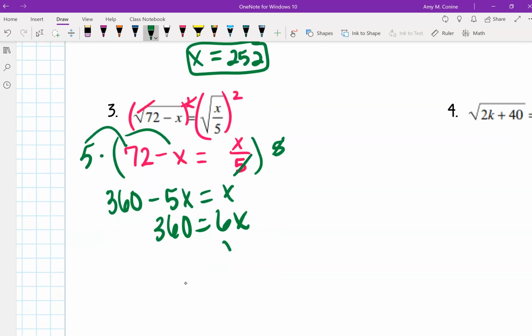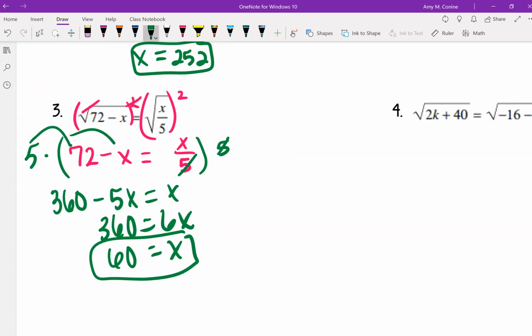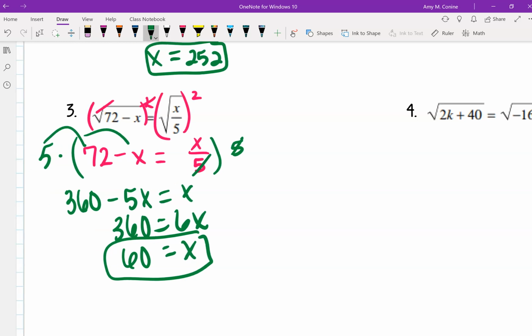So then you can divide by your x as well. So you should get x equal to 60. Okay. So with that being said, we just did number 3. Make sure you have everything.